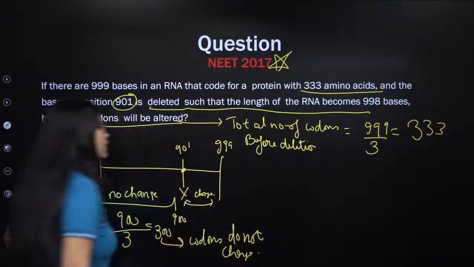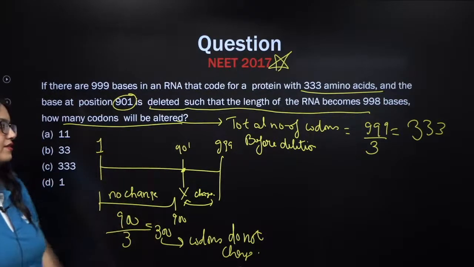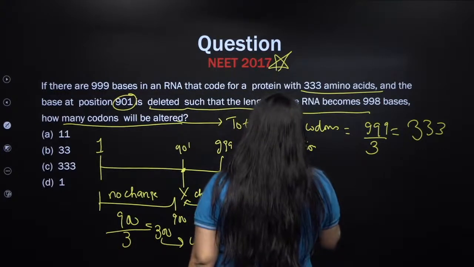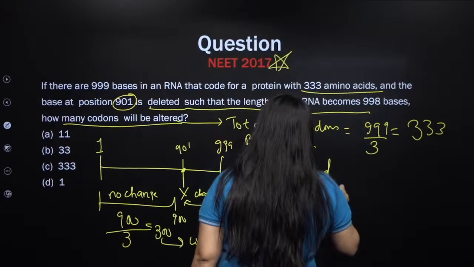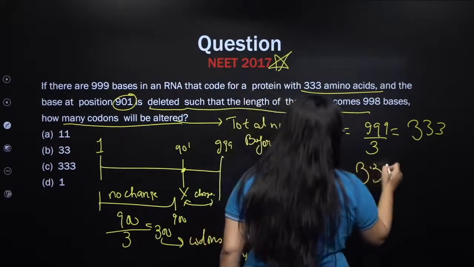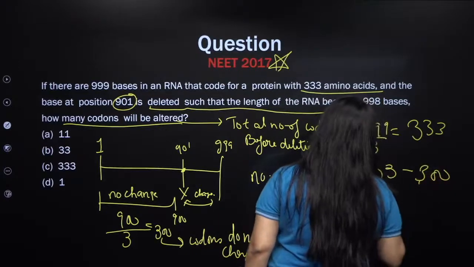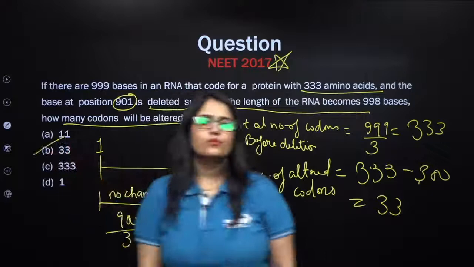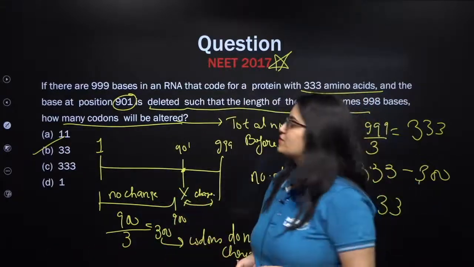So how many will change? How many will get altered? Total 333 minus 300. So the number of altered codons will be 333 minus these 300. Pretty simple, 33 codons will change from the point where deletion was done. That's absolutely correct. Next question.